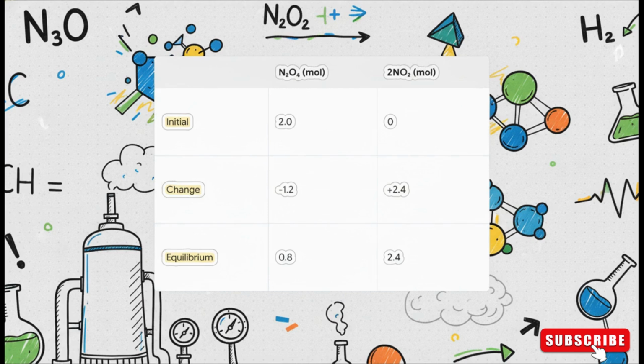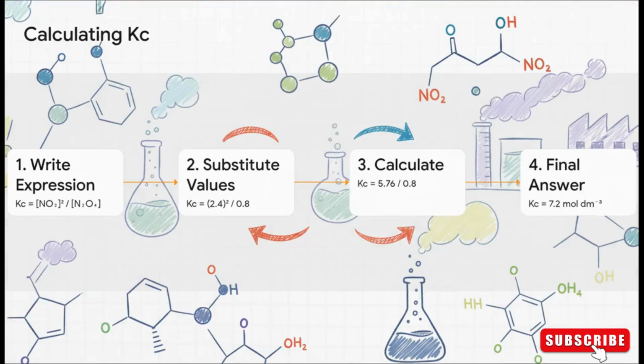Now for the magic part, we use the stoichiometry. The balanced equation says for every 1 mole of N2O4 that reacts, we form 2 moles of NO2. So if we lost 1.2 moles of reactant, we must have gained 2 times that, or 2.4 moles of product. Now we just do the math and we have our equilibrium amounts for everything, 0.8 moles of reactant and 2.4 moles of product.